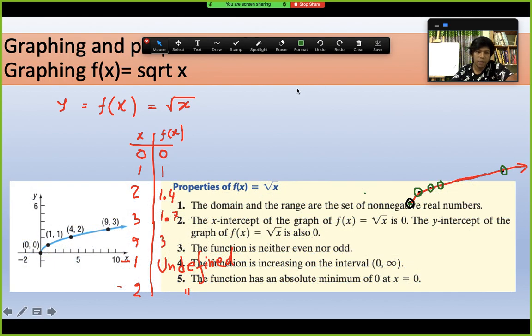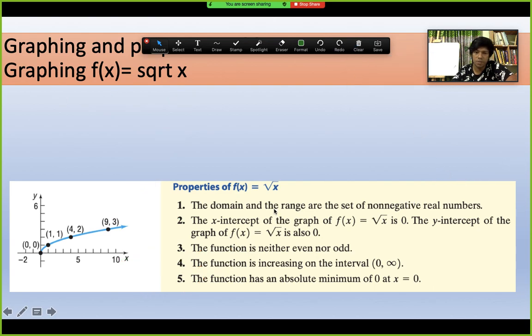This is our graph, and this is the graph from the book. As you can see, it matches our graph, and this is how they get the points. We could have taken 4, because the square root of 4 equals 2, but that's fine at this point.